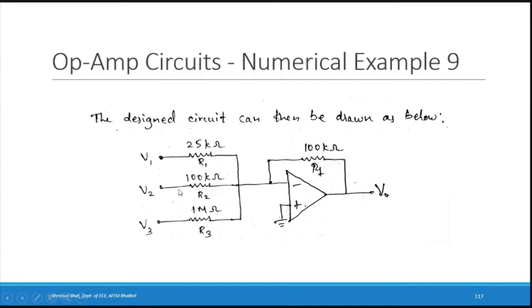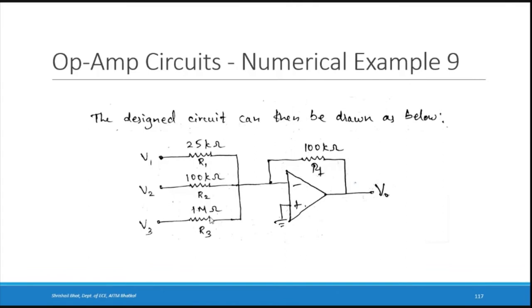Remember these values are obtained for RF as 100 kilo ohms. You are free to choose any value for RF, and based on that, you will get corresponding values of R1, R2, R3. That will also be correct. Whatever value you choose for RF, the corresponding values for R1, R2, R3 are also a correct answer. So here there is no one correct answer. Whatever values you get, you put them in the circuit, and that will complete the design. Is it clear? Any doubts in this part? Okay, fine. Shall I proceed?